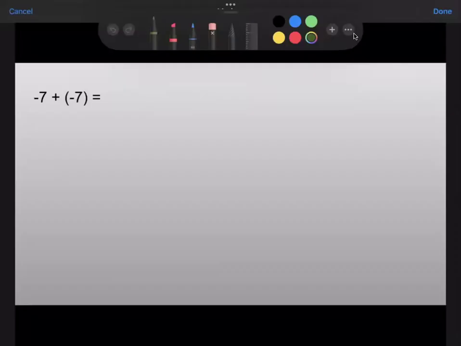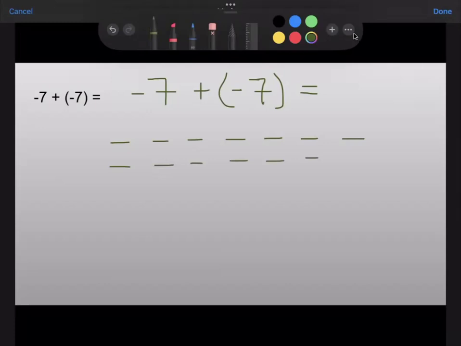Okay, here is our next one. We're going to take -7 and we're going to add -7. For this one, I'm going to show it with the pictures. So -7 plus -7. For the first number, which is -7, I'm going to represent that with 7 negative signs. 1, 2, 3, 4, 5, 6, 7. Now the second number is also -7, so I can represent that with 7 negative signs. 1, 2, 3, 4, 5, 6, 7.